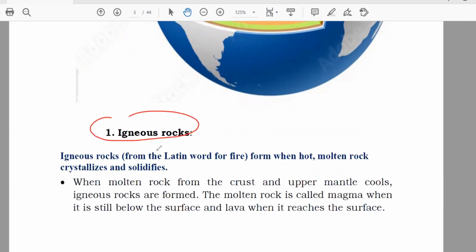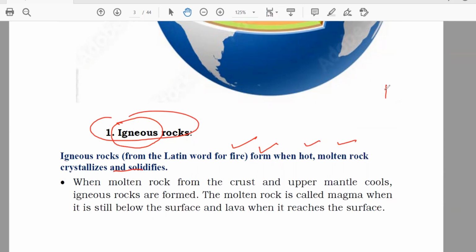Igneous rocks came from a Latin word, and that means fire. The word igneous is derived from a Latin word meaning fire. It means that igneous rocks come from something really hot. They are saying that igneous rocks form when hot molten rock crystallizes and solidifies.